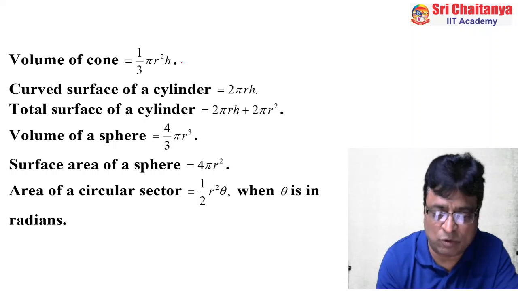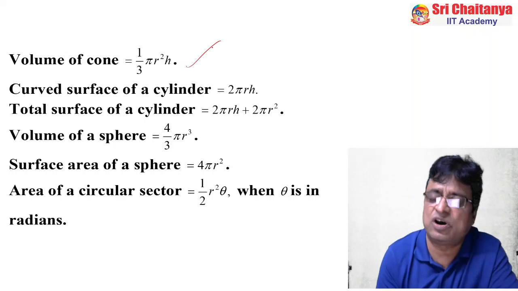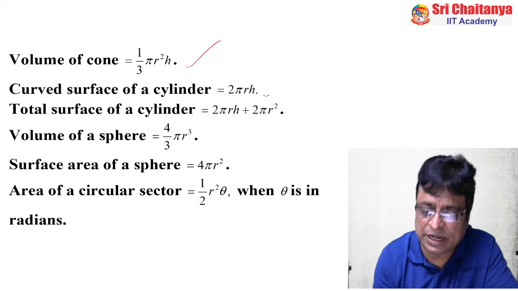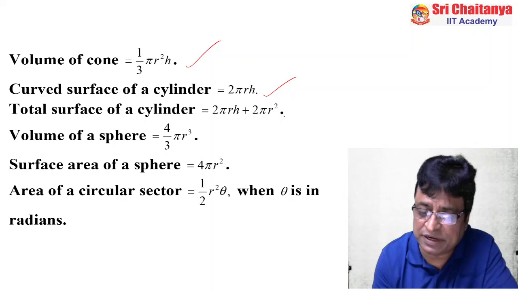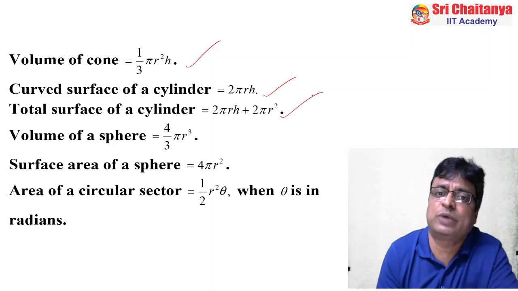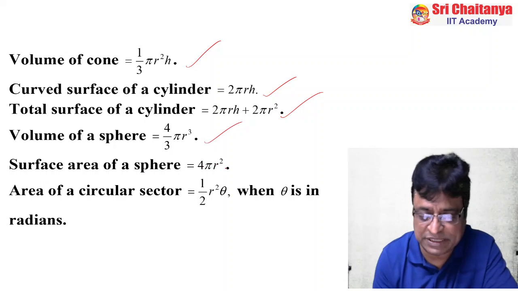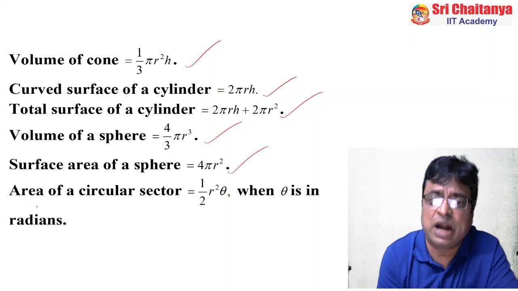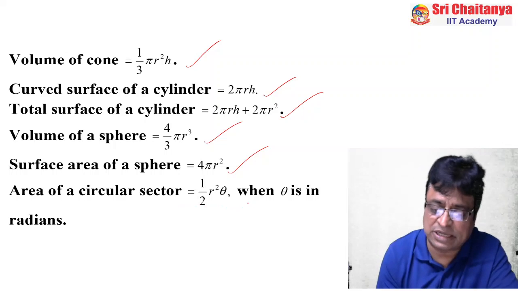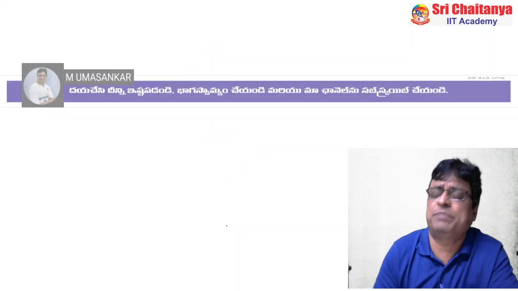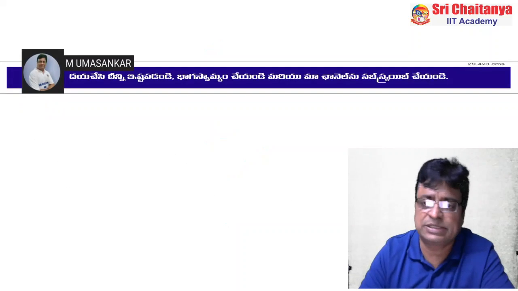What is the volume of the cone? 1/3 pi r square h, where r is the radius and h is the height. What is the curved surface area of the cylinder? 2 pi r h. What is the total surface area of the cylinder? That is 2 pi r h plus 2 pi r square. What is the volume of the sphere? 4/3 pi r cube. What is the surface area of the sphere? 4 pi r square. And what is the area of a circular sector? That is half r square theta, where theta is in radians. These are the most important formulae you have to practice.